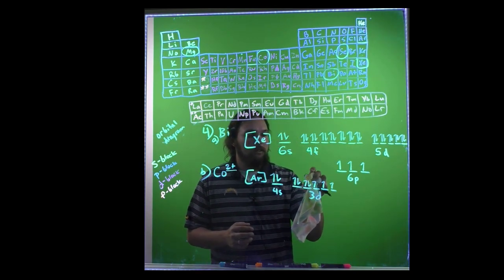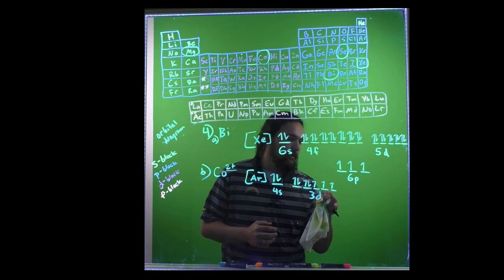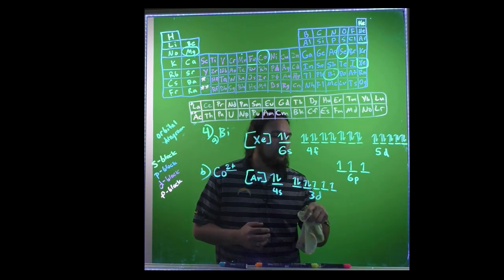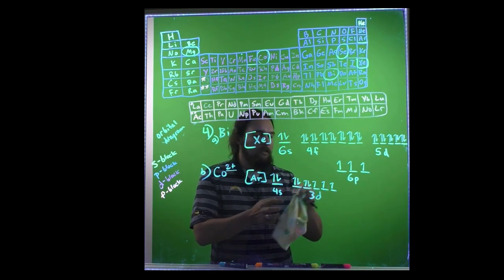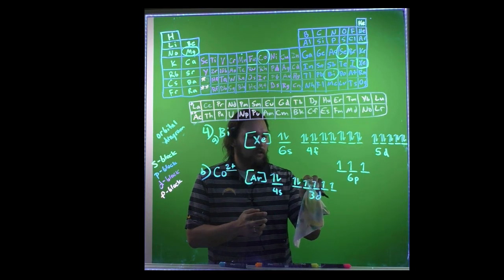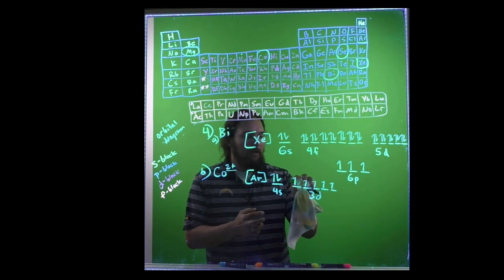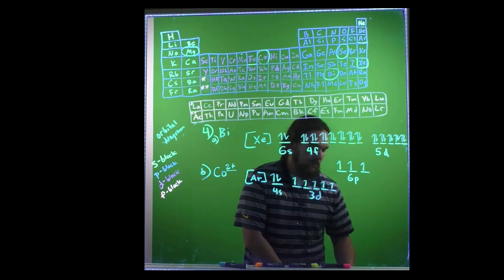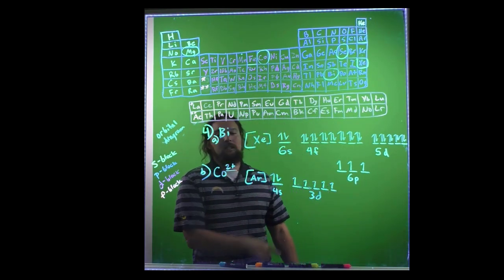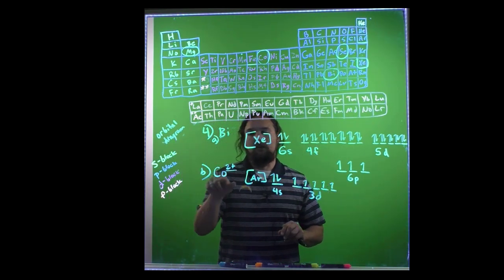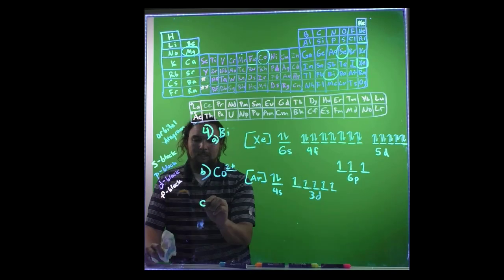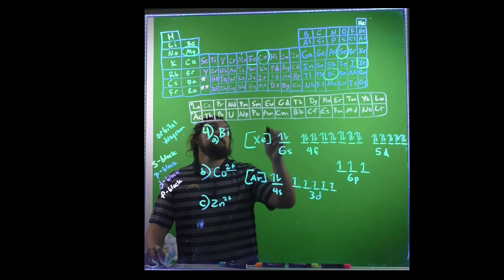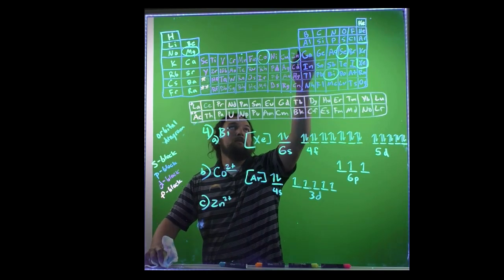Since this one was cobalt, these ones actually make it better because now we have a half-filled orbital. We're good, and this is the orbital diagram for cobalt 2+. Next would be for zinc 2+. So zinc 2+ would be this one right here.